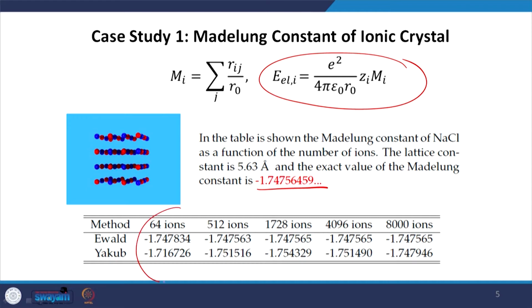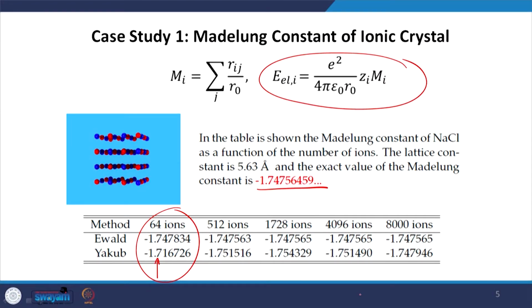In fact, with only 64 ions we are getting the first decimal right, but the second decimal is not right. If I increase to 512, we get up to 2 decimals correct, and as I go to 1728 or 4096, we get slightly closer, although the Ewald summation still remains better than the Jacobi-Ronchi scheme. And the reason why this happens is because of the assumption that we have made in the Jacobi-Ronchi scheme. So, there are differences when I look at the Madelung constant. Therefore, for simulation of crystals, it is not a good scheme.